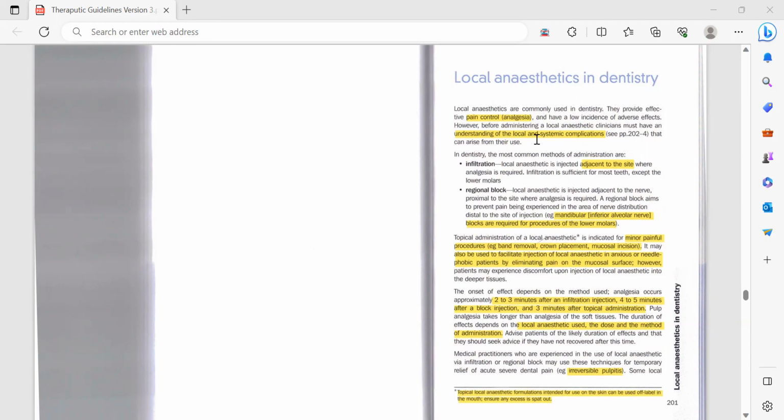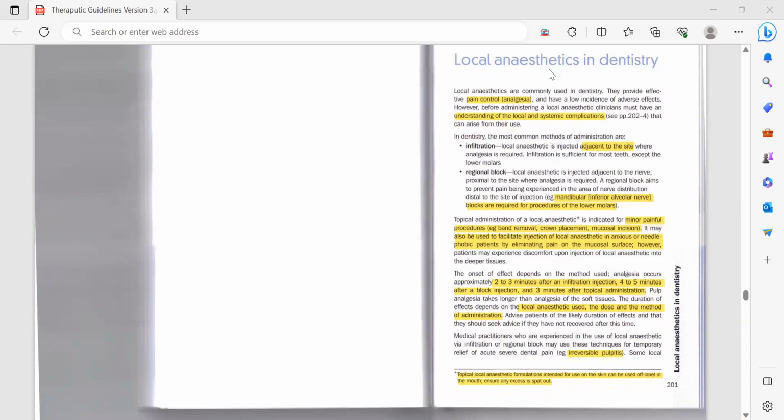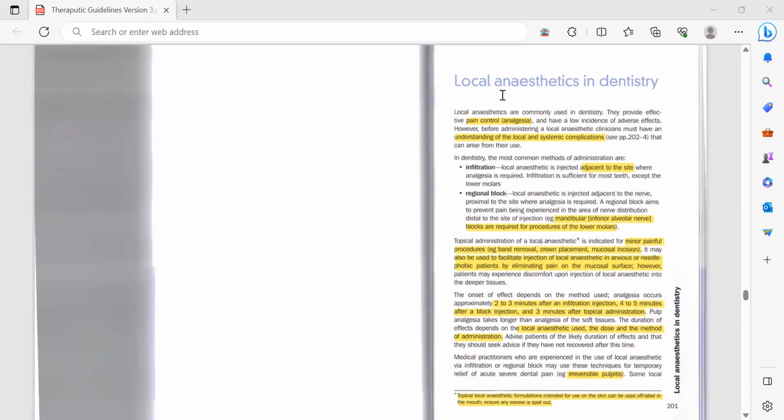But yeah, that's okay. So we will start again with this topic, which is the local anesthetic. And I will try my level best to cover at least TG as soon as possible, but it's just the time constraint with everything which is going on.